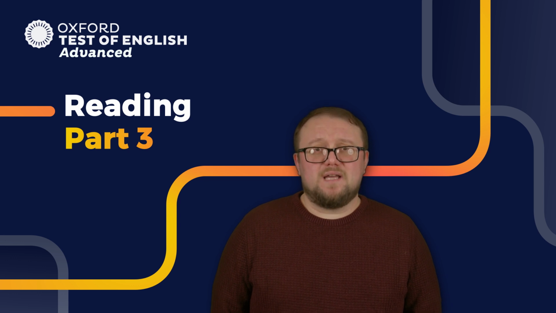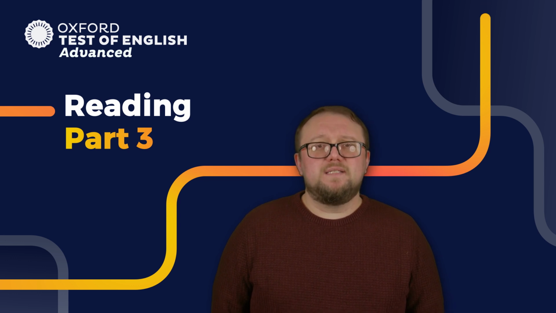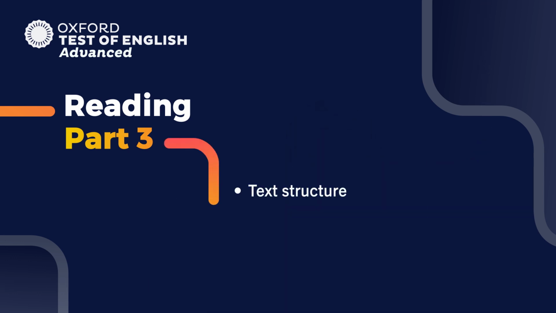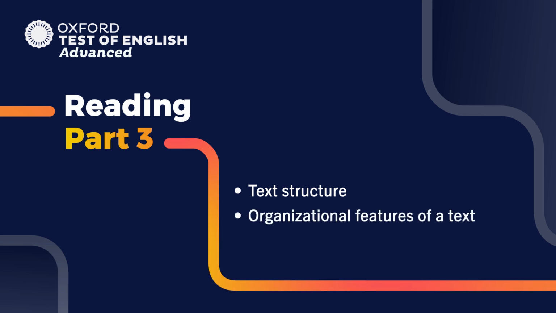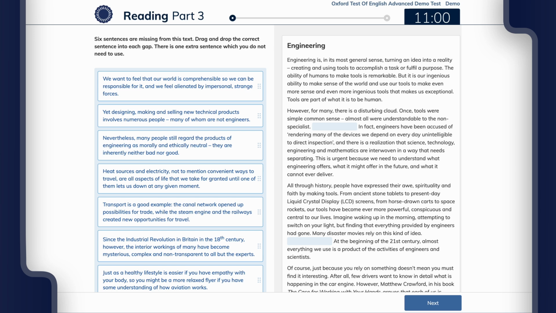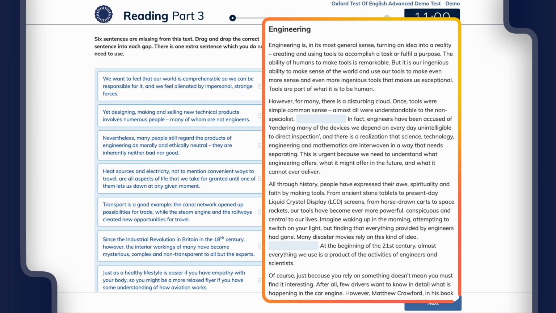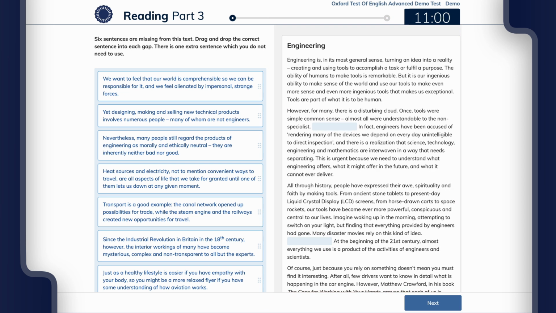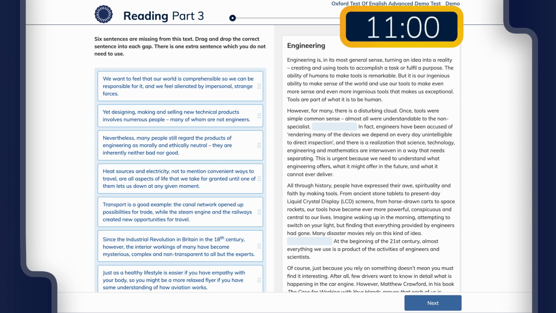Let's look at reading Part 3, which is a gapped text task. This part tests your ability to identify text structure and organisational features of a text. Here is an example of a Part 3 task. In the test, you will read a text from which 6 sentences have been removed, leaving gaps. In Part 3, the text types are often academic extracts adapted from authentic sources. You will have 11 minutes to read the text and complete the Part 3 task.